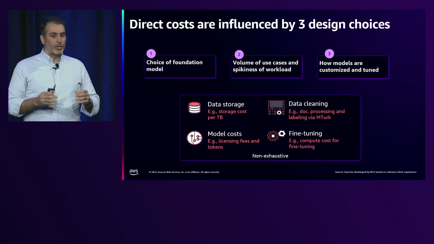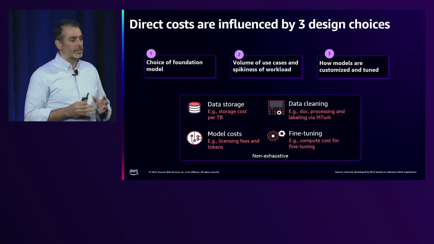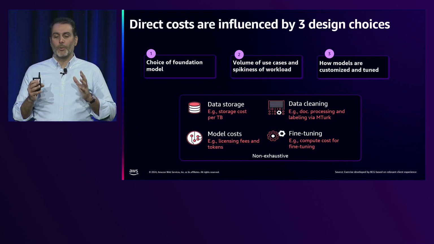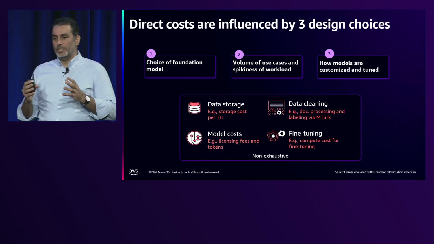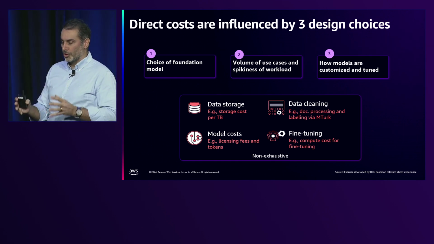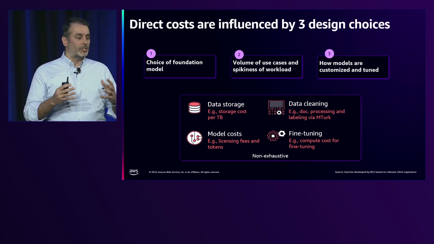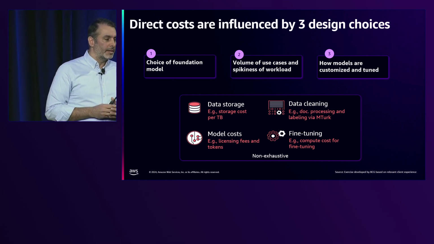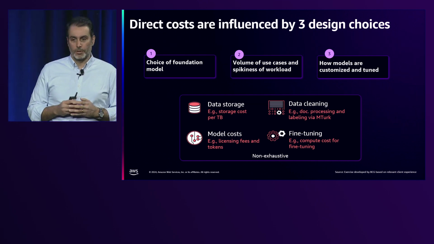So cost, I think Priya highlighted earlier that there are some architectural choices that impact this. There are 3 things in simple terms that are important to consider. And when we talk about direct costs, we mean the cost that is associated with the infrastructure of running these generative AI applications. The first one is the choice of foundation model.